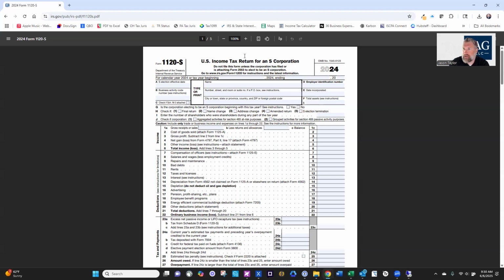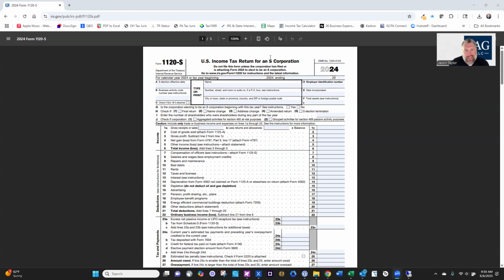Today, I'm going to go ahead and share screen, and let's look at and talk about the basic 1120S S corporation tax return and how to read it. Okay, so we're looking at just the PDF of a U.S. income tax return for an S corporation.